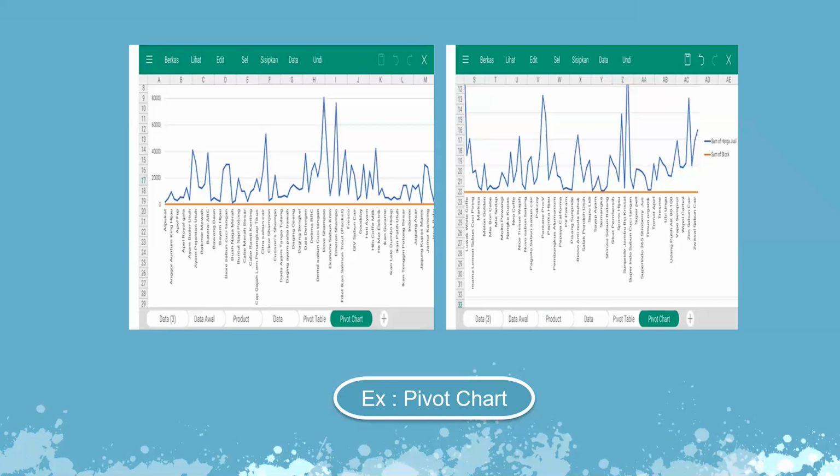Slide 10. This is an example of the result of a block table sort. There is the name of the item, the total selling price, and the total available stock.